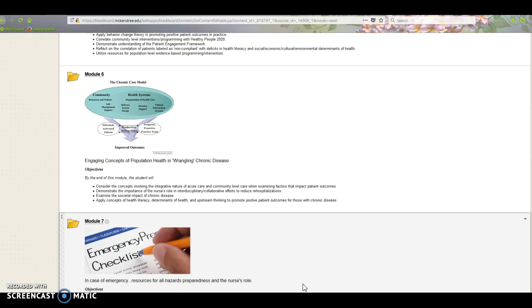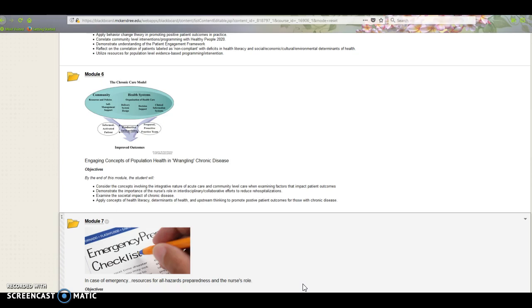We're also going to demonstrate the importance of the nurse's role in the interdisciplinary and intercollaborative efforts to reduce rehospitalizations. So this is really looking at what other professionals we can team up with to improve patient outcomes. Instead of just looking at the nurse's role, we're going to look at the nurse's role in perspective of teaming up with others in order to improve patient outcomes and to reduce those rehospitalizations that obviously can tie into that societal impact.